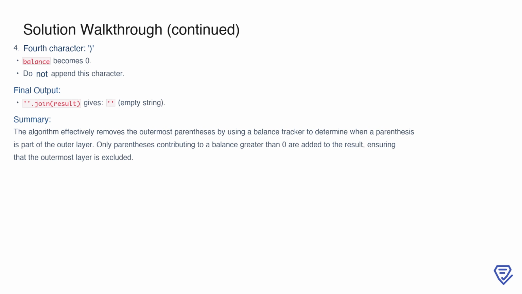To summarize, this algorithm effectively removes the outermost parentheses by using a balance tracker to determine when a parenthesis is part of the outer layer. Only parentheses contributing to a balance greater than 0 are added to the result, ensuring that the outermost layer is excluded from the final output.